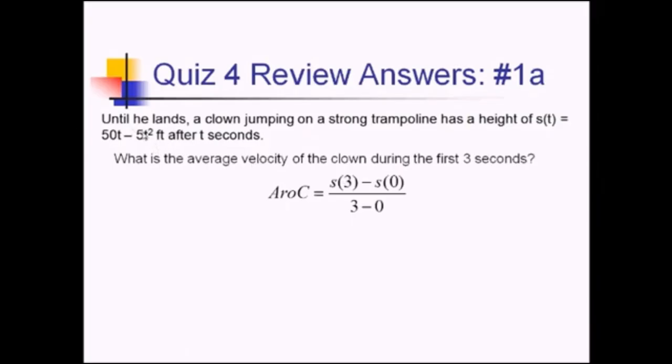So let's see, we've got 50 times 3, that's 150. This is 5 times 9, which is 45. So we have 150 minus 45, which is 105. And then if you do S of 0, that just zeroes everything out. So you've essentially just got 105 over 3, which comes out to 35. And what are the units going to be on this? Well, since it's velocity, that's going to be, in this case, feet per second.